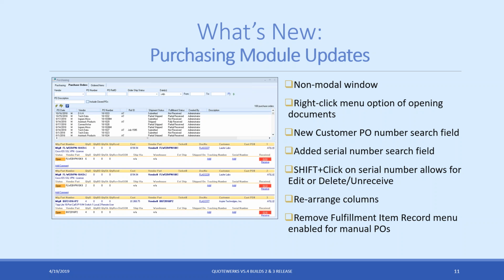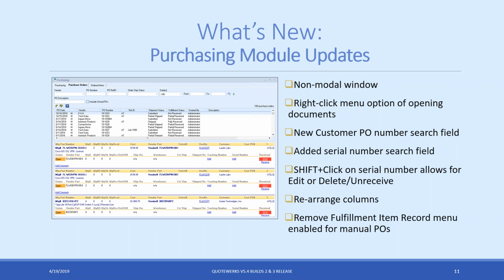The customer PO number is now a search field on the ordered items tab. We also added a serial number search field, which is really useful when you're looking for a very specific item. And then we have added the ability to adjust serial numbers. So if you put in a new serial number, maybe you typed it in wrong, mixed up a couple numbers or put them in the wrong order, you'll be able to make those changes now.